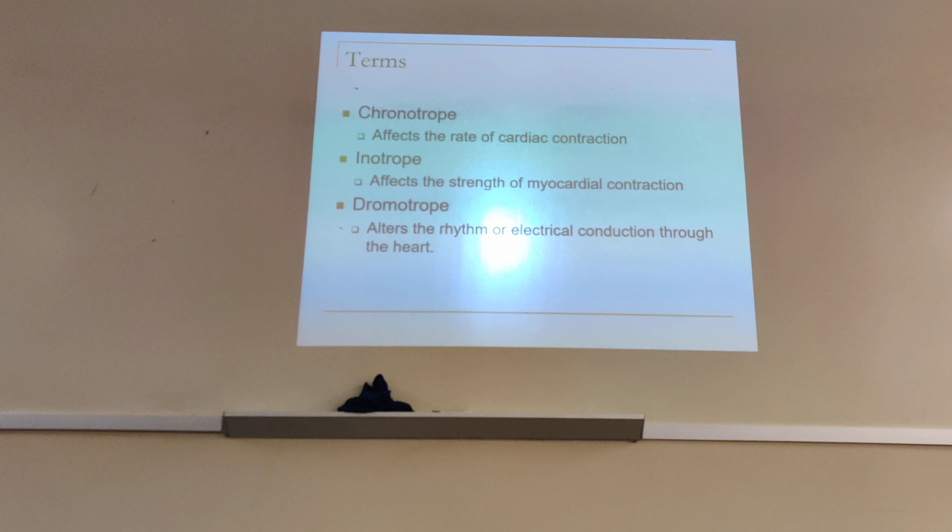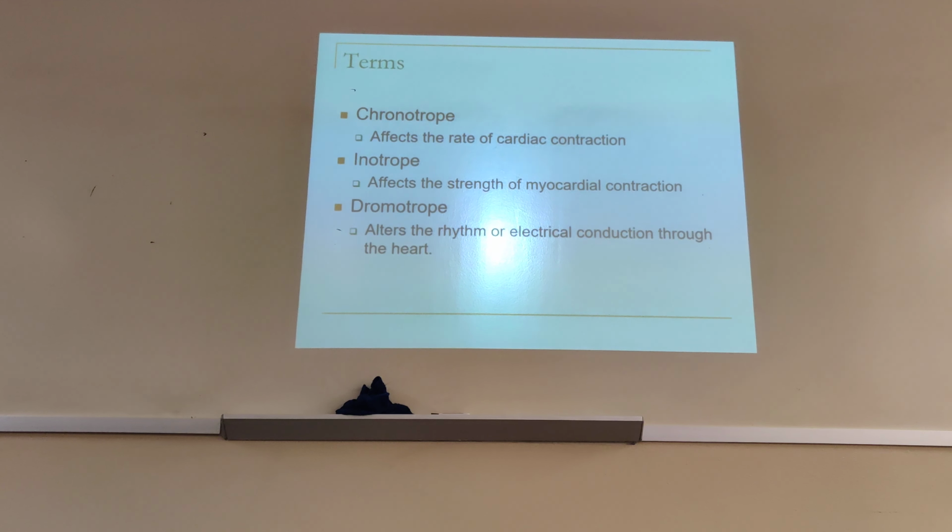So chronotrope is a drug that affects the rate of myocardial contractions. So you have positive and negative chronotrope. Any drug that increases the rate of myocardial contractions will be a positive chronotrope. A good example of that would be atropine. Atropine is a drug that we use to treat symptomatic bradycardia. Anytime somebody has a heart rate that is below 60 and is having symptoms with that, we'll give them atropine. And that will increase their heart rate.